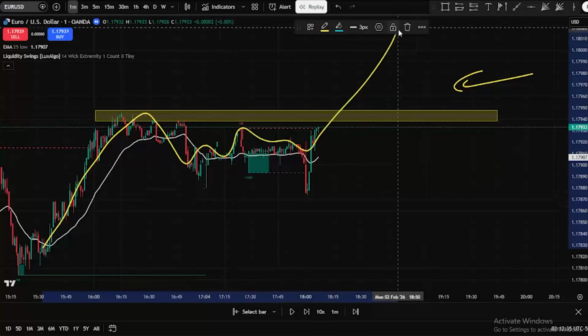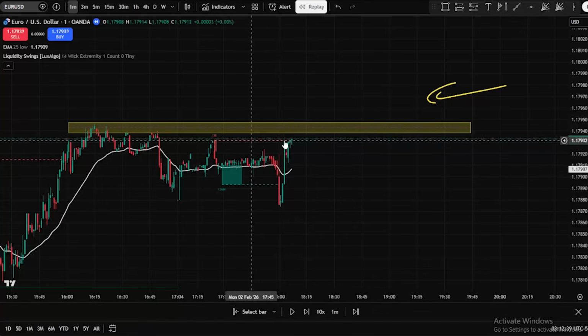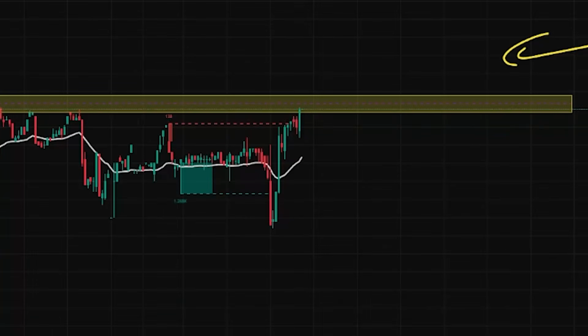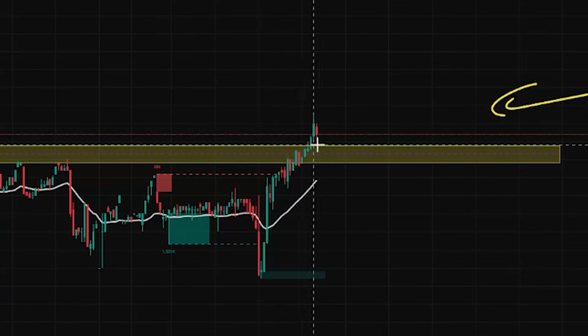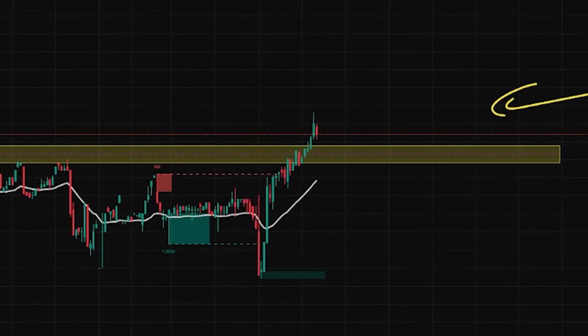The first rule is that we never enter on the initial breakout. If the price breaks a clear ceiling with power, we do not get excited at all. In fact, we have to be more skeptical there than happy. Because in our strategy, the initial breakout is usually the bait.